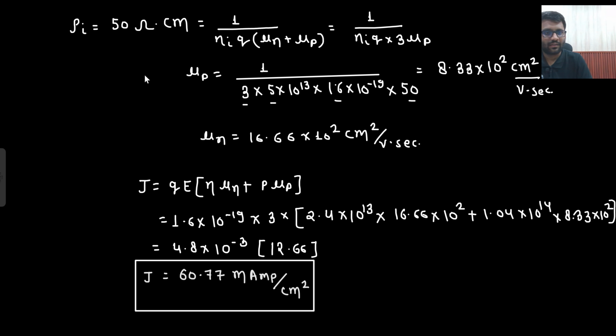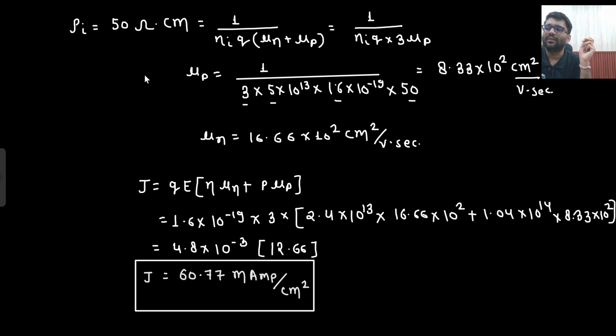And then current density J equals sigma E. Sigma value you already know, and E value you will be given, right? From there you can find out the current as well, because current is simply equal to J into A. For intrinsic carrier concentration, n equals p equals Ni, so you can put that in and you will get your answer.